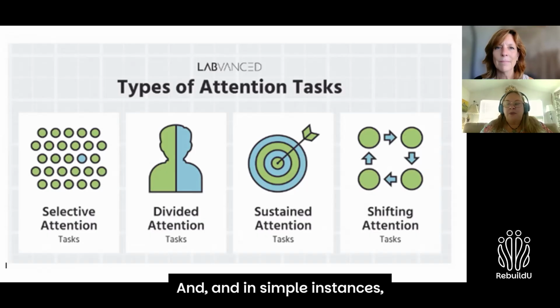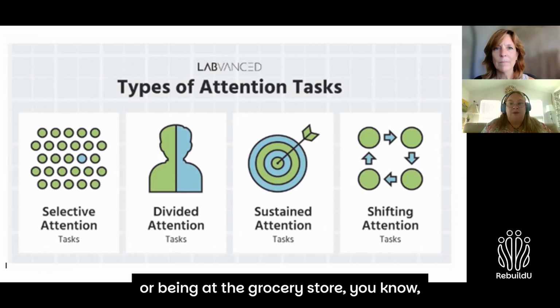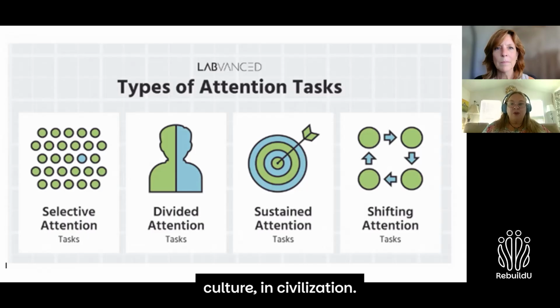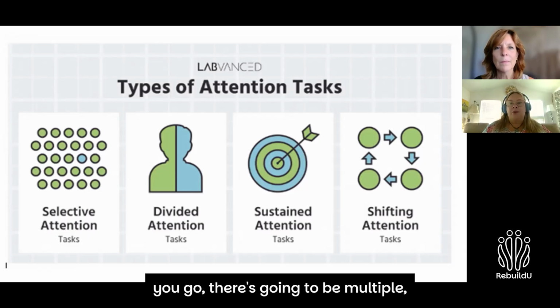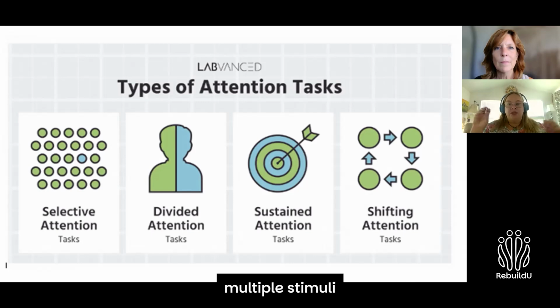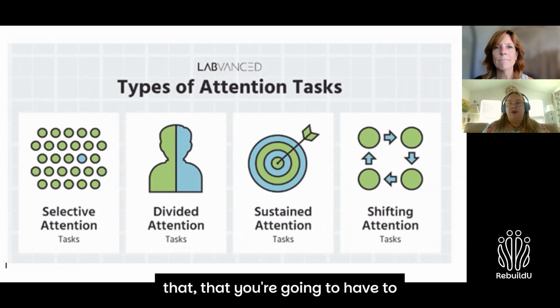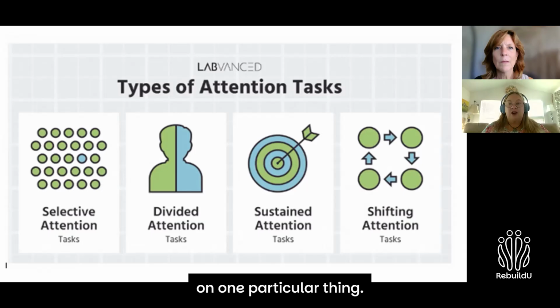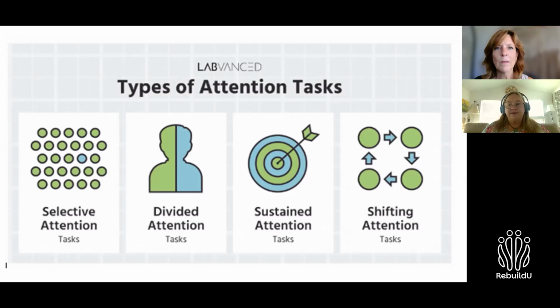And in simple instances, like just being in the house with other people or being at the grocery store, these environments are around us almost all the time in our culture, in civilization now. Anywhere you go, there's going to be multiple stimuli that you're going to have to prioritize and focus, and stay focused on one particular thing.